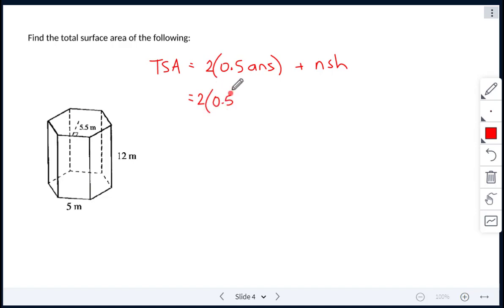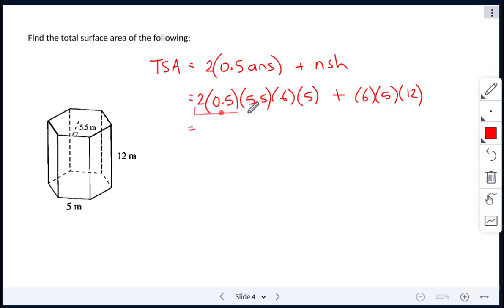So the formula there, 2 times 0.5, the apothem is given to us, it's 5.5. Number of sides is 6, and the side length is 5. All right, and then we have plus NSH. So again, number of sides is 6. Side length is 5, and then the height is 12.